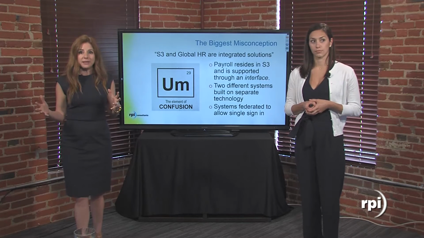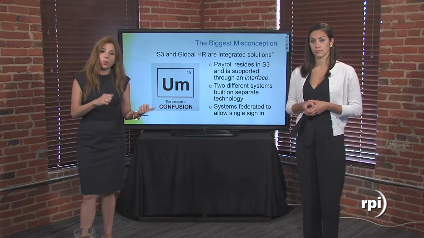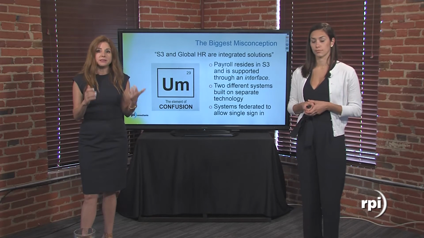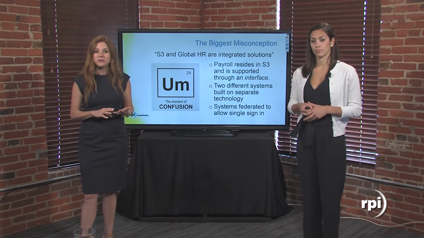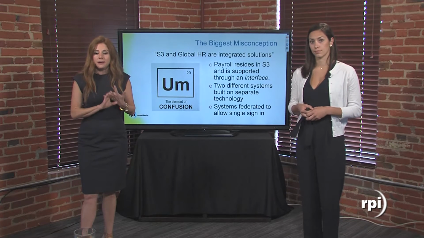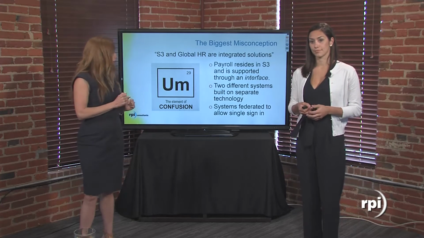You have to do a lot of mapping and interfacing and pushing of your core data from your Global HR system into your S3 system for processing of payroll. And if you're still running benefits or absence management in there, all of that would be interfaced into Global HR.